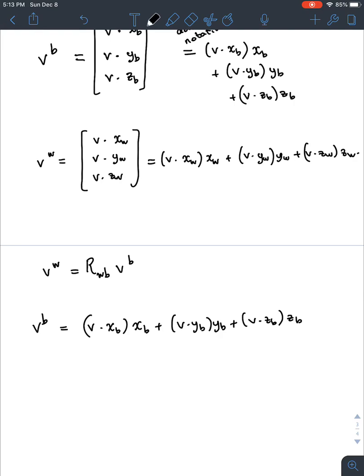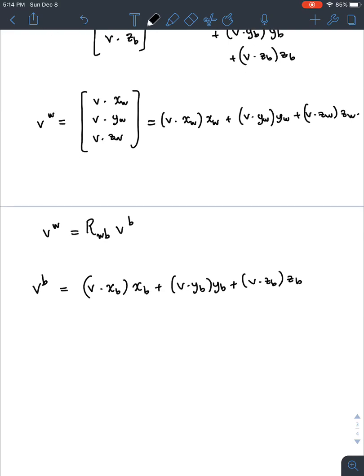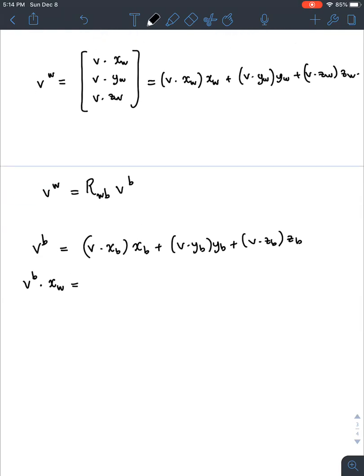is take the dot product of this expression with xw. So I'm going to take vb dot xw. What does it give me? It gives me v dot xb dot xw plus v dot yb dot xw plus v dot zb dot xw. Of course, I use the fact that the dot product distributes over the vector addition, right?